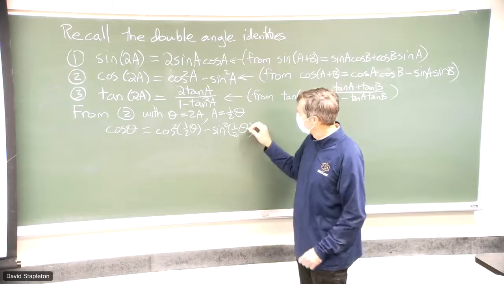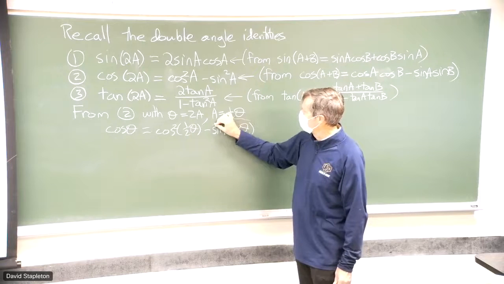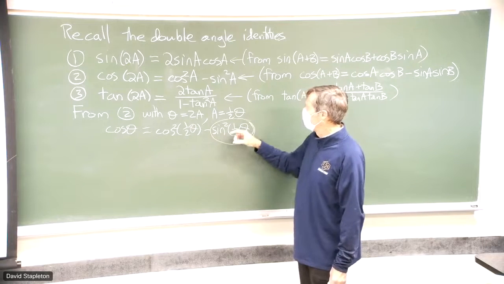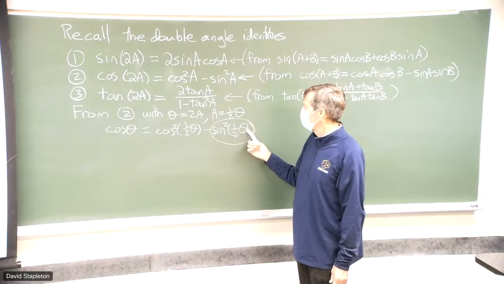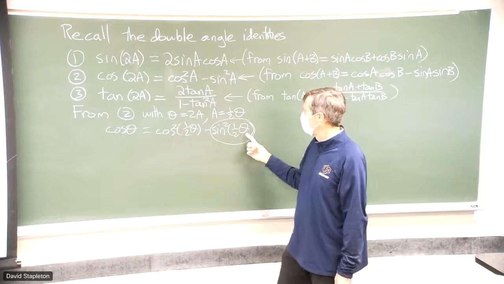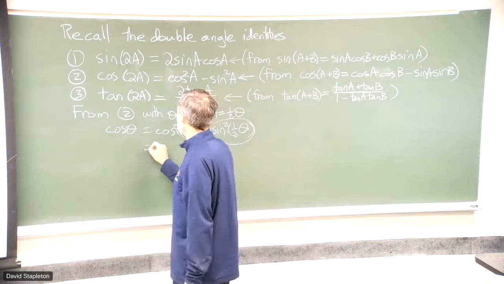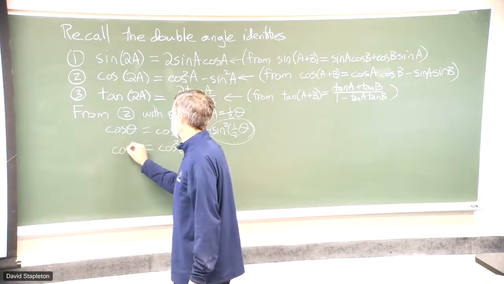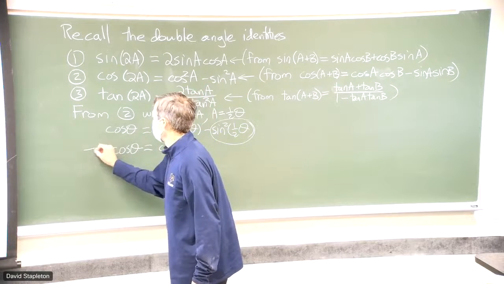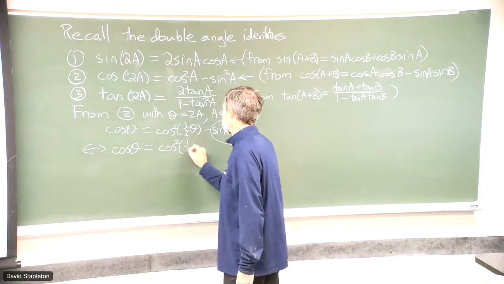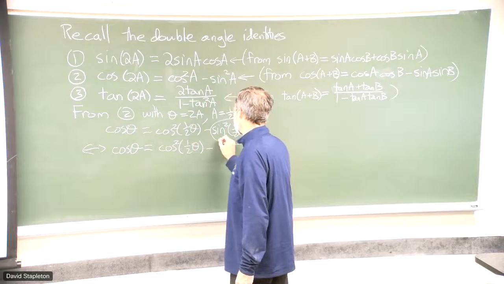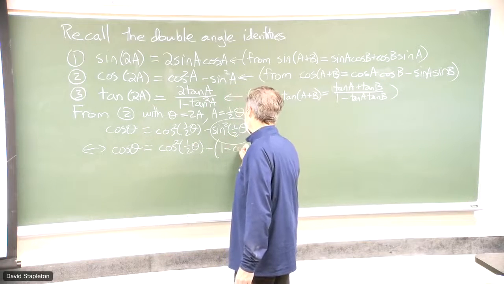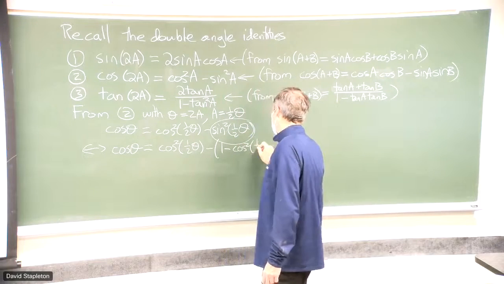I know. I've got a Pythagorean identity. Probably use those a lot. I remember that sine squared is 1 minus cosine squared, right? So I could replace that using the Pythagorean identity and write this as cosine squared on the left. These are equivalent, right? Cosine squared 1/2 theta minus 1 minus cosine squared 1/2 theta.